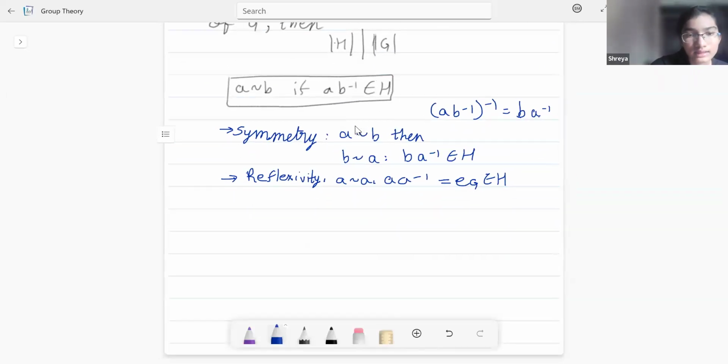The reflexivity holds, and transitivity. This is the last thing we need to prove for an equivalence relation. A is congruent to B, B is congruent to C.